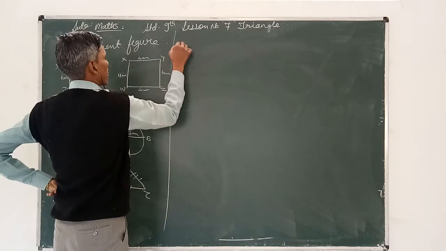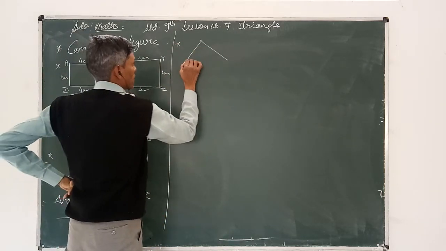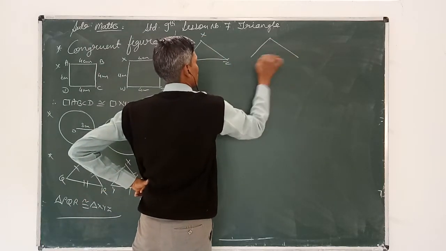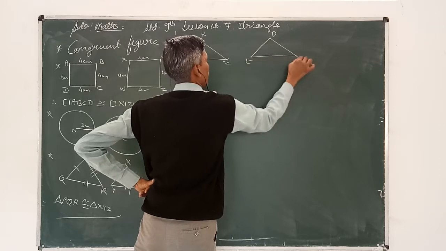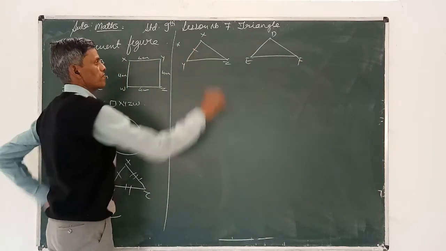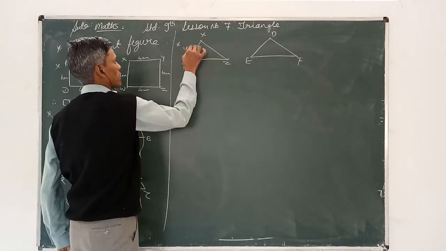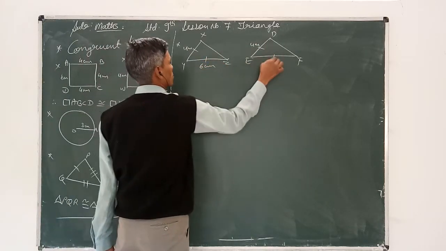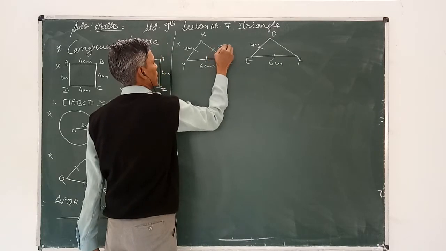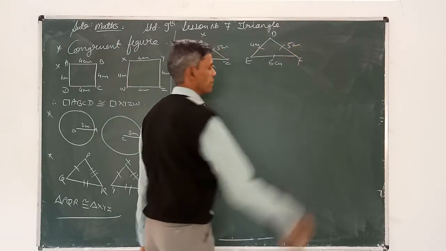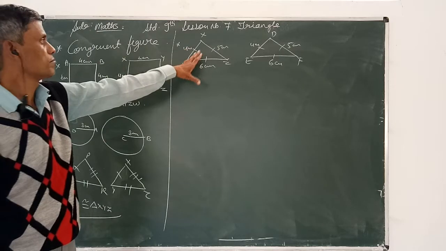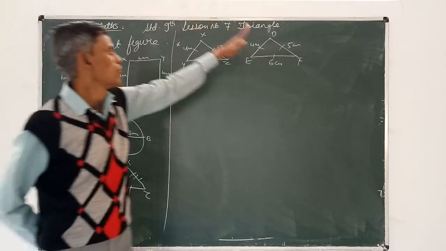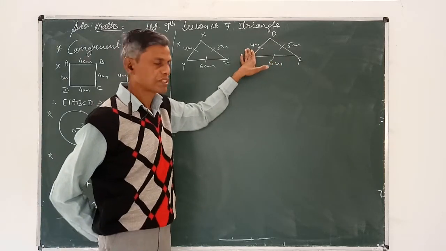Next, if it is not an equilateral triangle, take XYZ and DEF. Look, this side is 4 cm, here it is 4 cm, this is 6 cm, this is also 6 cm, this is 5 cm, here also 5 cm. If you see these two diagrams, one side of triangle XYZ is 4 cm. One side of triangle DEF is also 4 cm.